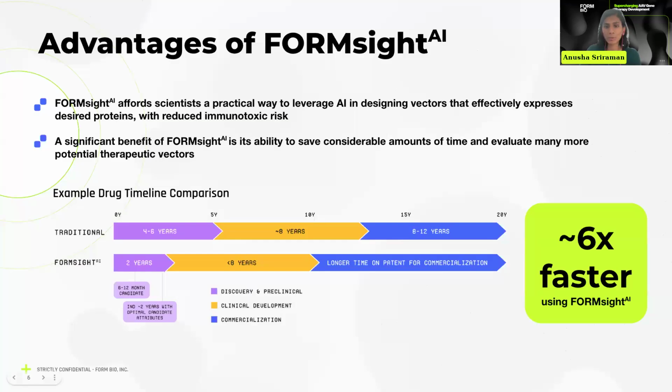The greatest value proposition is that FORMsightAI allows cell and gene therapy developers to move from preclinical development to IND faster, resulting in drug candidate products that are safer, with lower truncation risk and fewer lab iterations.